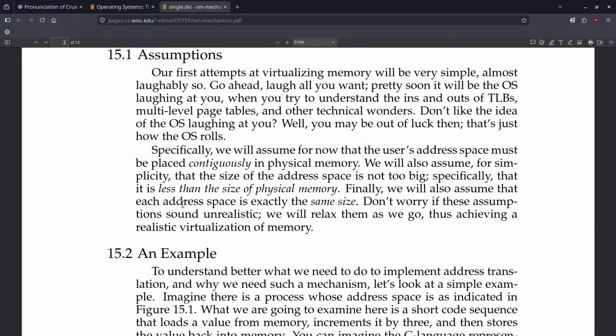Finally, we will also assume that each address space is exactly the same size. Don't worry if these assumptions sound unrealistic, we'll relax them as we go, thus achieving a realistic virtualization of memory.